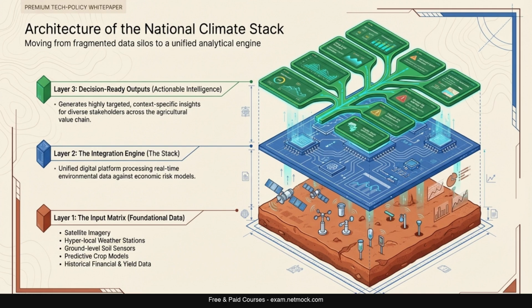3 layers. Layer 1, the input matrix, satellite imagery, hyperlocal weather stations, soil sensors, crop models, and historical yield data. Layer 2, the integration engine, a unified platform processing environmental data against economic risk models. Layer 3, decision-ready outputs, targeted, context-specific insights for stakeholders across the agricultural value chain. From fragmented silos to a unified analytical engine.